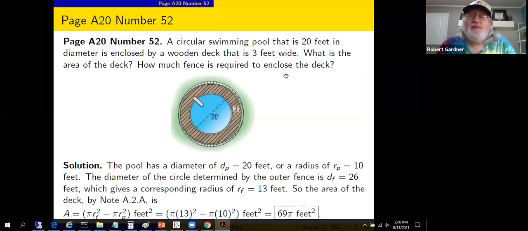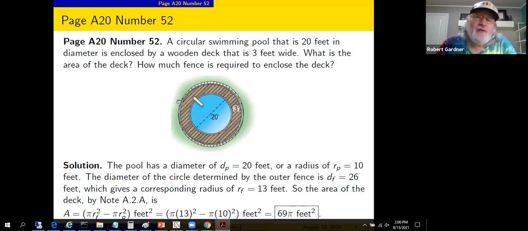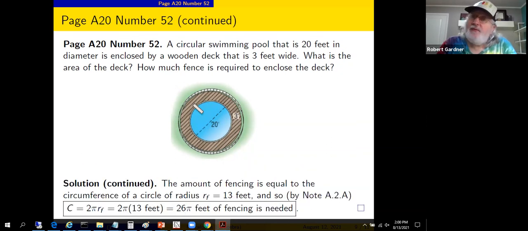Second part was how much fence is required to enclose the deck. So that'd be the circumference of this circle. This outer circle has a radius of the fencing of 10 and 3 of 13. Right, we already did that. So we're looking for the circumference of a circle of radius 13 feet. We got a formula for that. The circumference of a circle is 2 pi radius, in this case, the radius of the fencing. So that's 2 pi times 13 feet, 26 pi. That's how much fencing is needed.